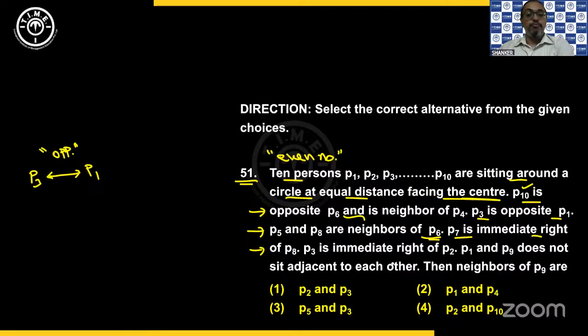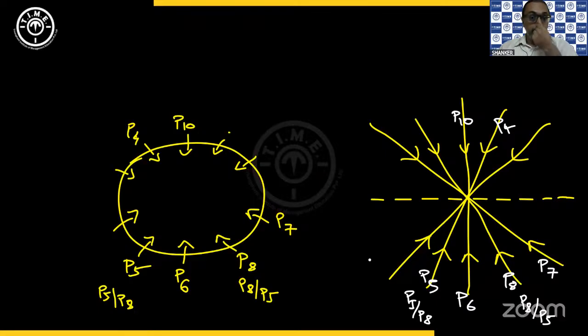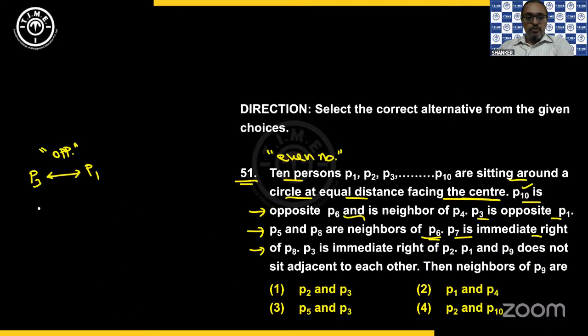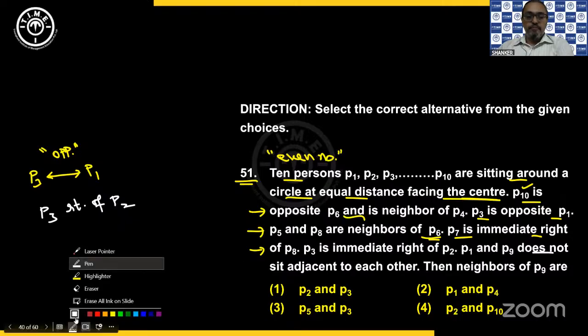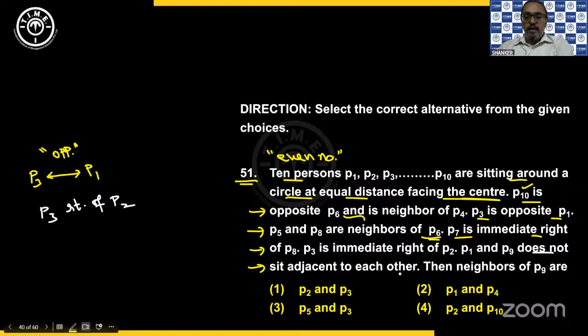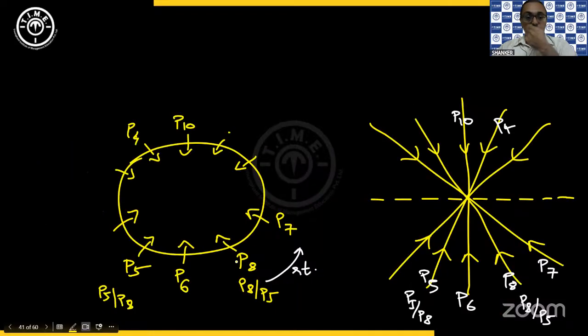P3 is immediate right of P2. So P3 is immediate right of P2. Right is again anti-clockwise. This is the right side we have. So we will see. So we have P3 right of P2. P1 and P9 do not sit adjacent to each other. So P1 and P9 not adjacent. Okay. So P1 and P9 are not adjacent.